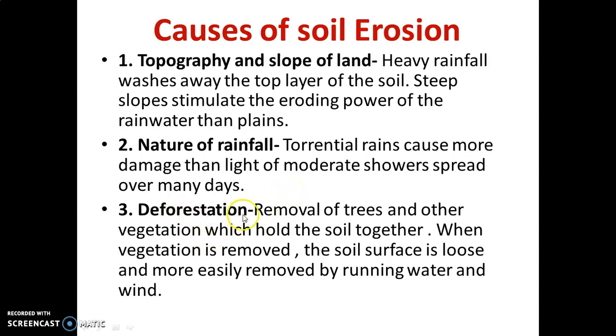Third is deforestation. As we know, deforestation means cutting down of trees. If trees are there, the roots of the trees hold the soil tightly and erosion will be less. But on the other side, if the trees are not there, the soil will be totally bare, the soil surface is loose, and erosion will be maximum in that area.